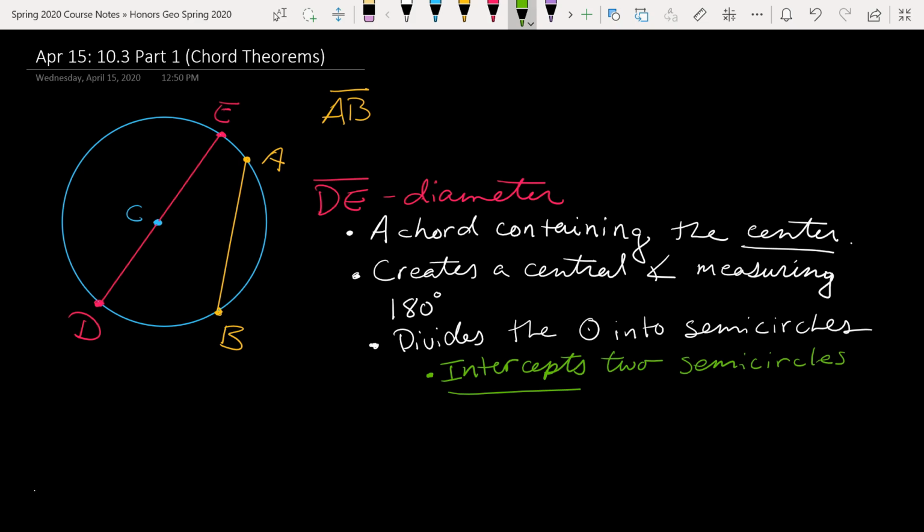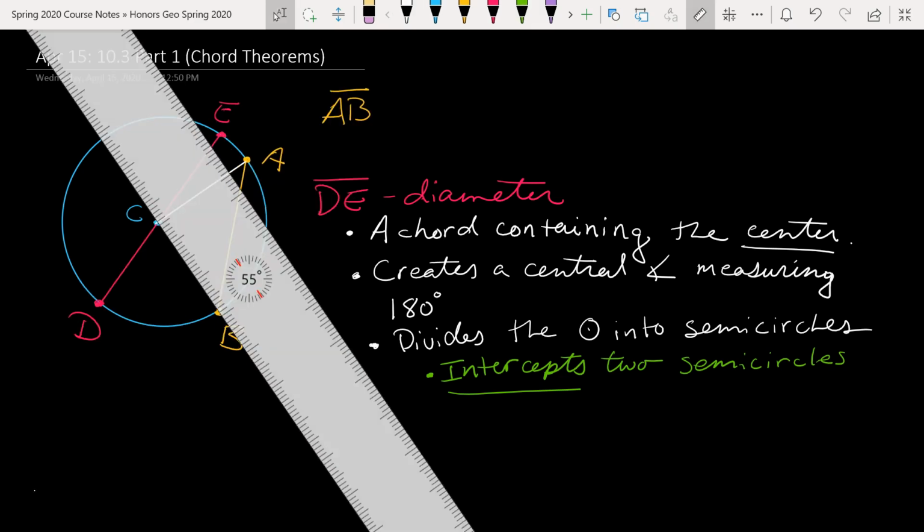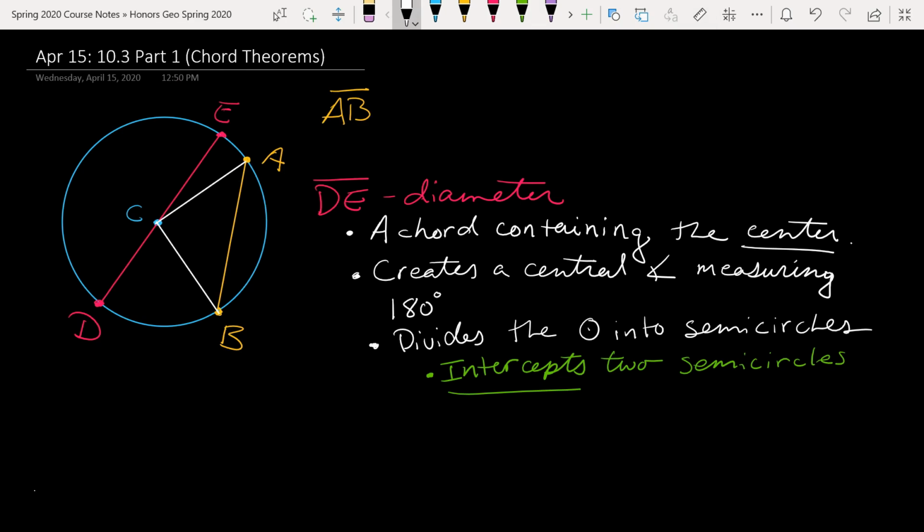And in fact that gives us a little more information about plain old chord AB as well, because there's a central angle that's associated with chord AB. We can create angle ACB, and that central angle will intercept the same arc, AB, as chord AB does.